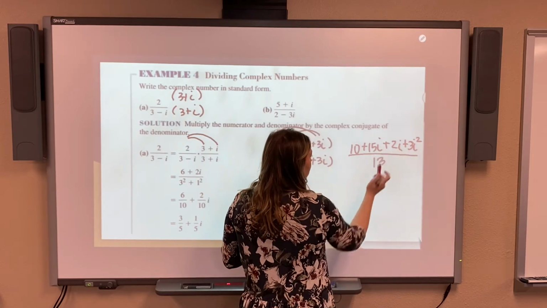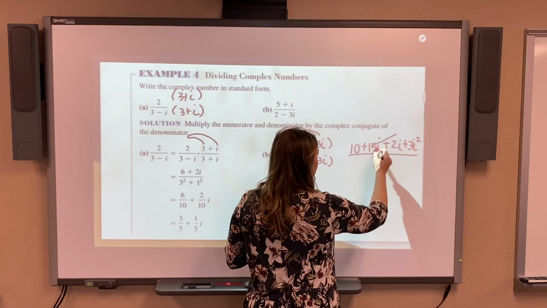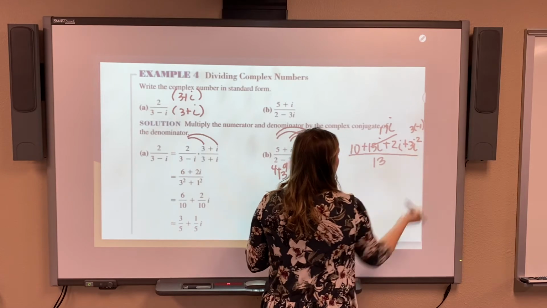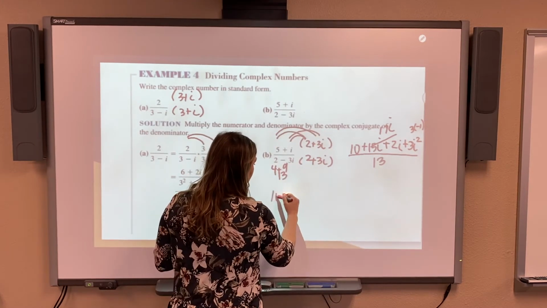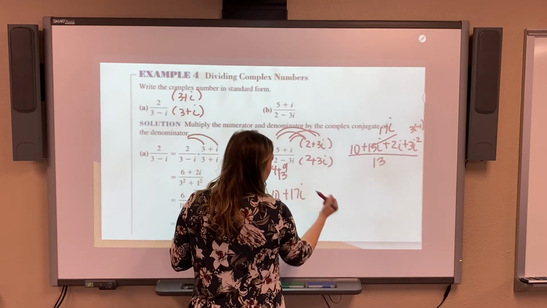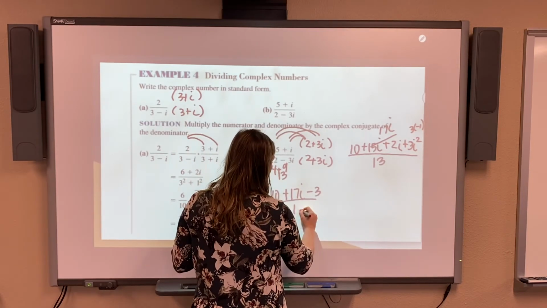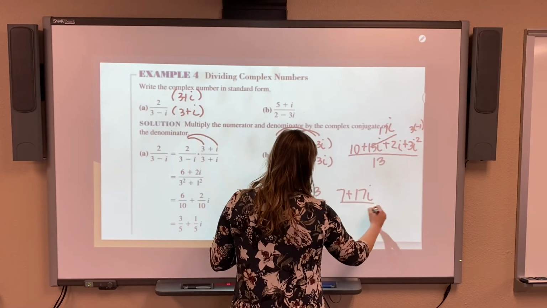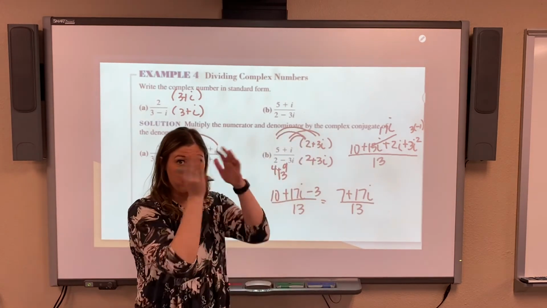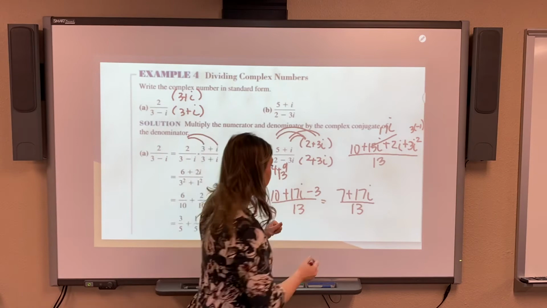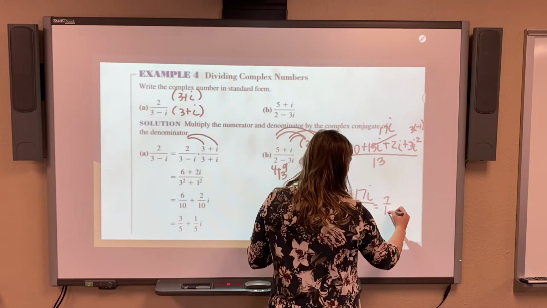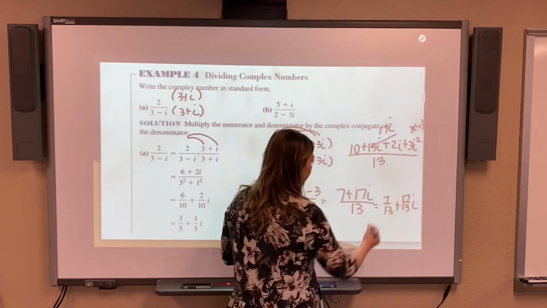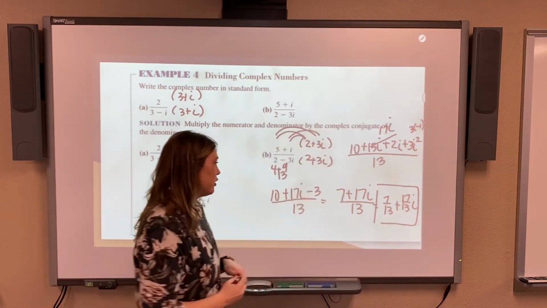2 terms in the middle, so 15i plus 2i would be 17i. And then this would be 3 times your -1, okay? So if we have 10 plus 17i and then minus 3 over 13, 10 minus 3 would be 7 plus 17i over 13. We're almost done, but we have to break up the a and the b and divide by 13. So a is 7, so we have 7 over 13 plus 17 over 13 i. And that would be your answer in standard form.